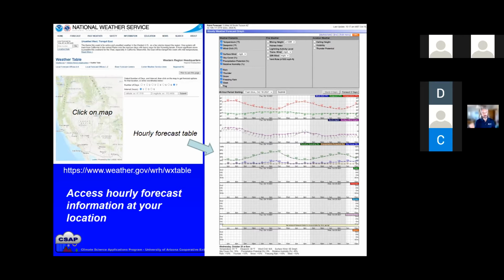So that link right there will get you directly to this. This is actually a little bit hard to find if you're going in through that front page, but hold on to this particular link here and it'll help you out. This allows you to basically get forecast information for your point.